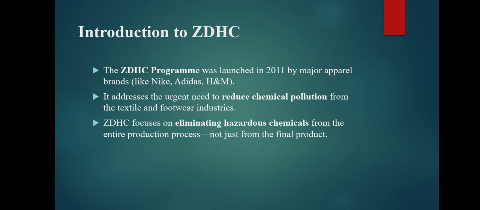Why was it needed? Chemical waste from the textile factories pollutes rivers, soil, and air. Also, workers are exposed to dangerous substances, causing long-term health risks. There was no global standard guiding chemical use in textile manufacturing until ZDHC.